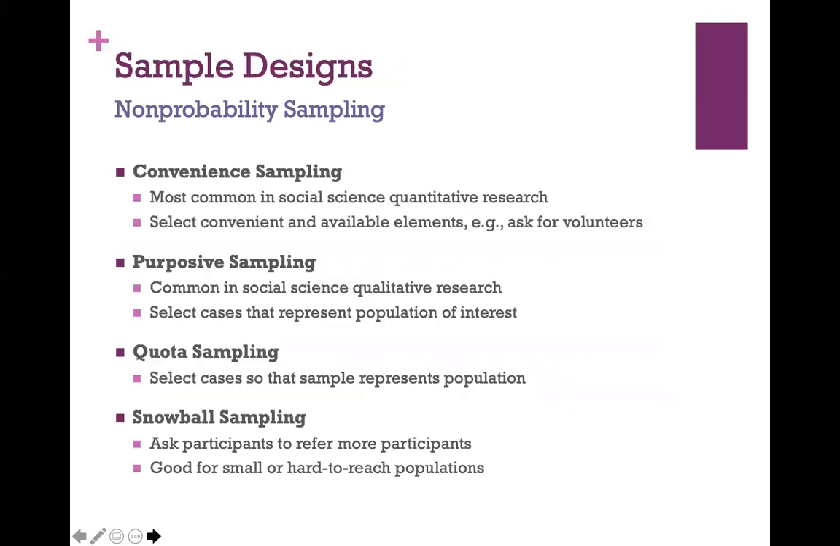So there's a couple different methods of non-probability sampling. The most common, the one you're going to see most often, is convenience sampling. And that is where we just select the convenient and available elements, people usually, who fit our inclusion criteria. So this is just asking for volunteers in a research study, or sometimes volunteers or participants are referred to a research study. And so you're basically taking anybody who's willing to participate who meets your inclusion criteria.